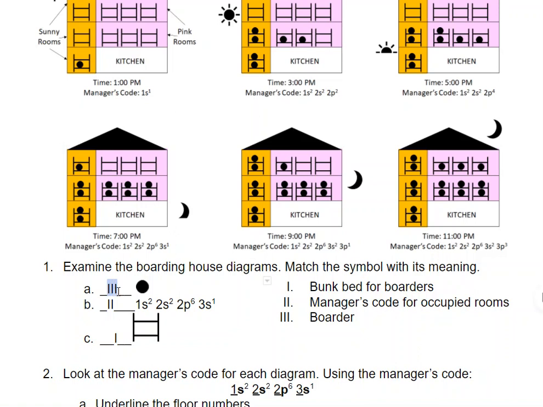So this is going to correspond to a boarder. This is going to be a manager's code for B. And then C is showing me the bunk bed that boarders can sleep in.